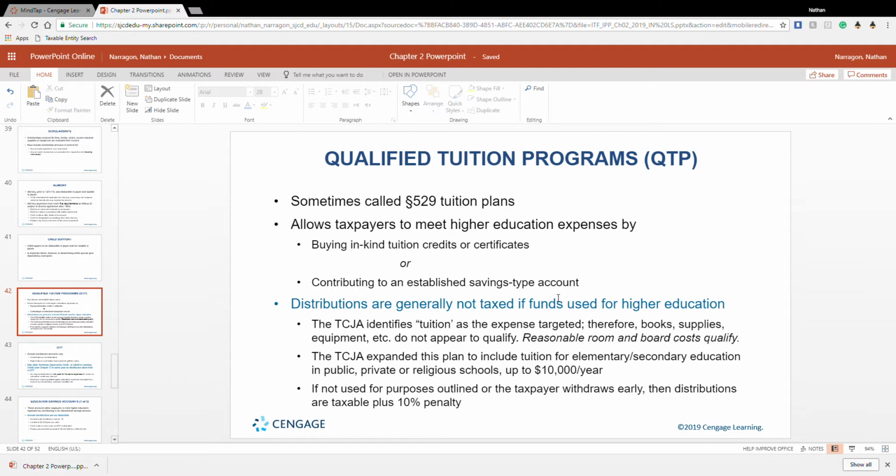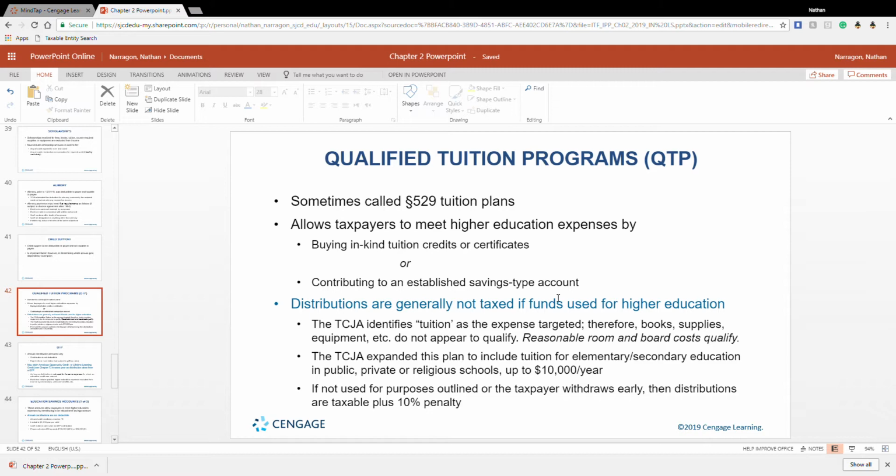Qualified tuition programs. So the QTP, sometimes known as Section 529 tuition plans. These are nice ones. They allow taxpayers to meet higher education expenses by buying in-kind tuition credits or certifications, or basically contributing to an established savings type account. So with these, it's a good way to save up for your tuition for college.